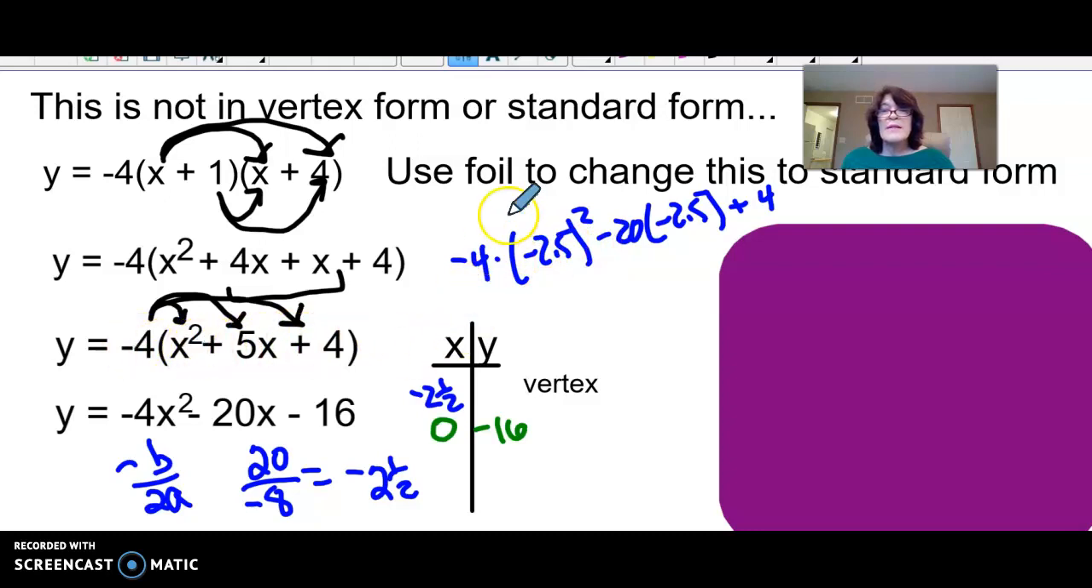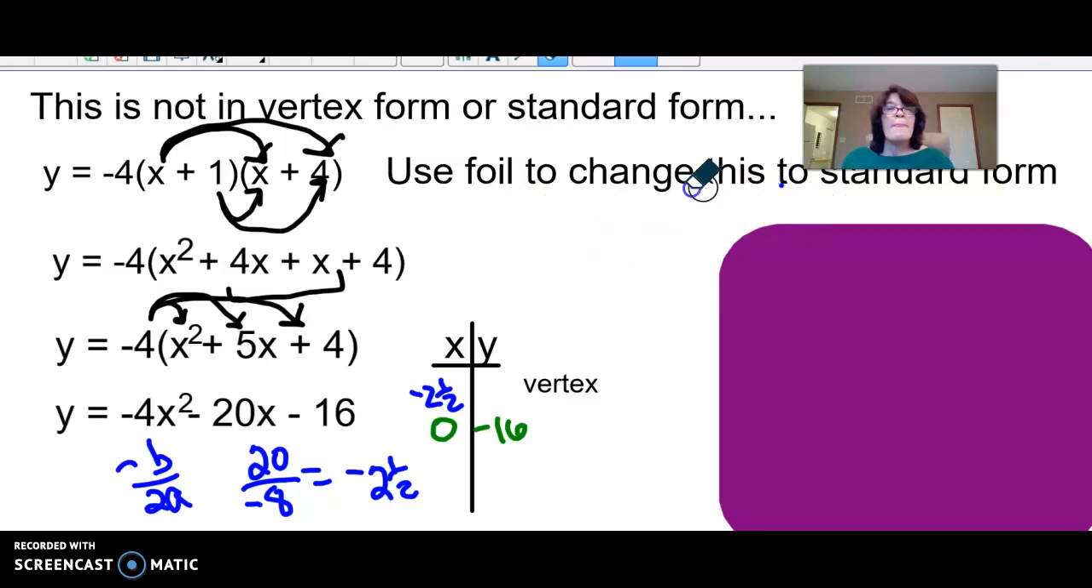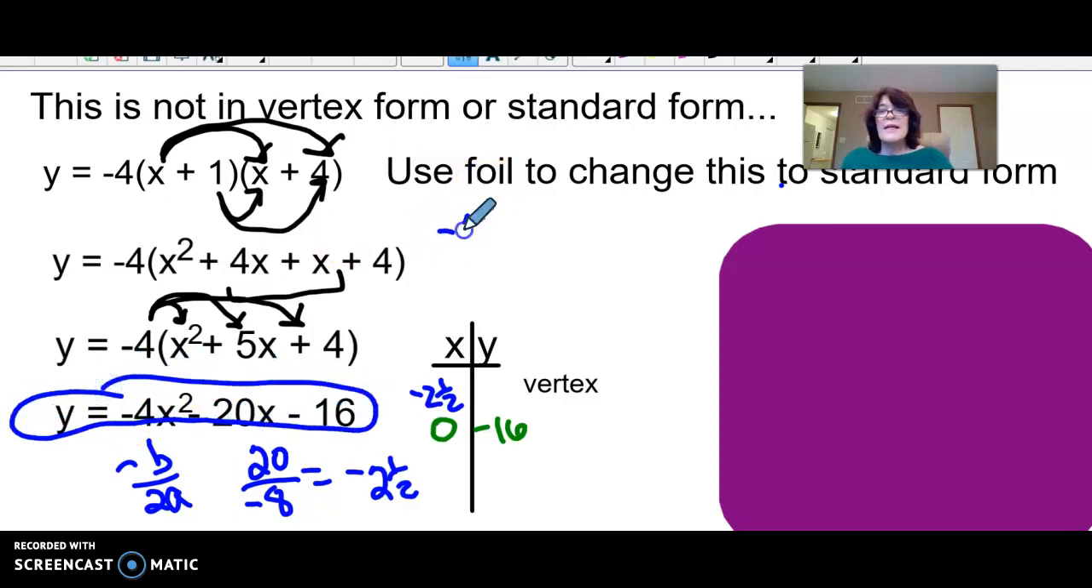Okay, I'm going to stick it in there. Whoops, make sure my -4 is out here. Oh, no, never mind. I'm putting it in the bottom thing. Okay, sorry about that. I'm putting it in here. So I'm going to take -4 times -2.5 squared minus 20 times -2.5 minus 16.